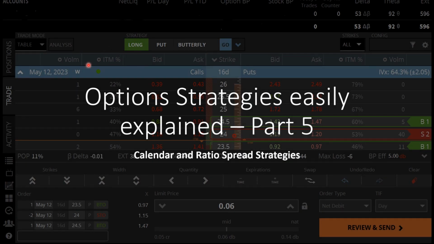Hello, today we go into option strategies part number 5, which includes the calendar and ratio spread. I hope you enjoy it.